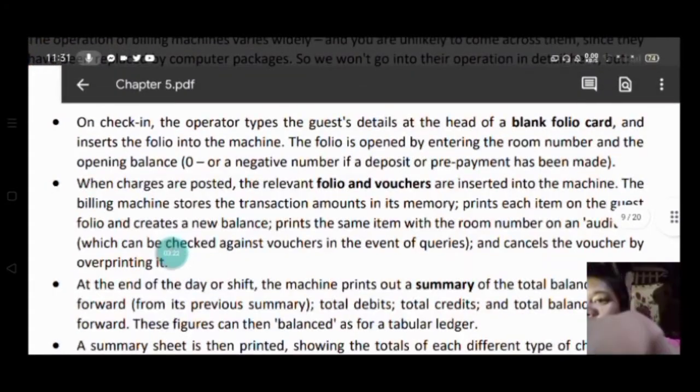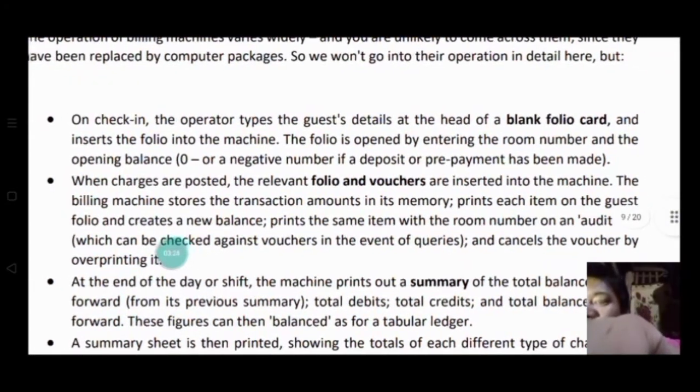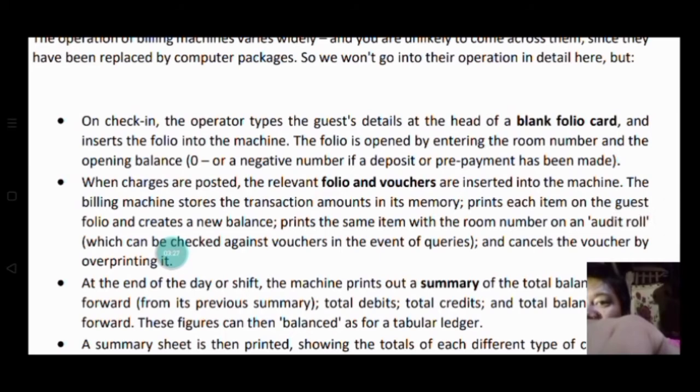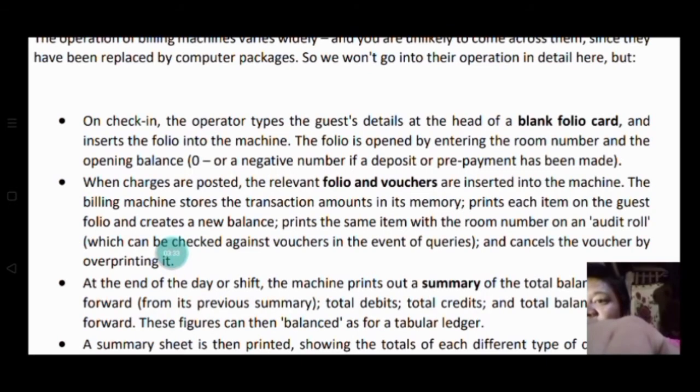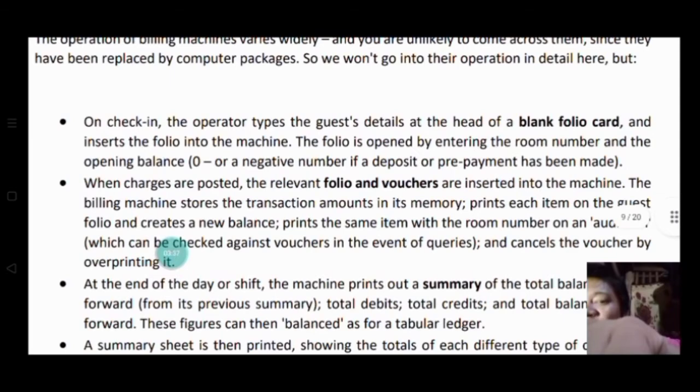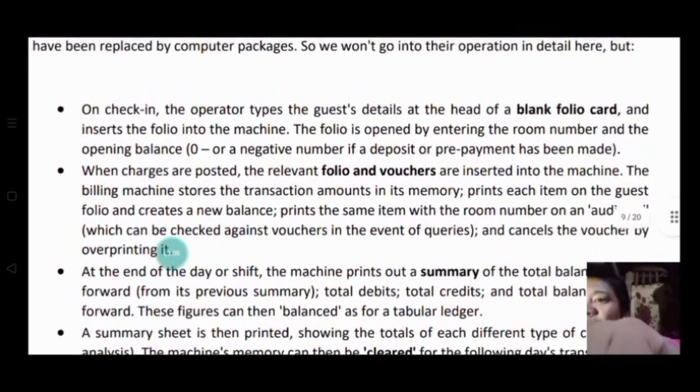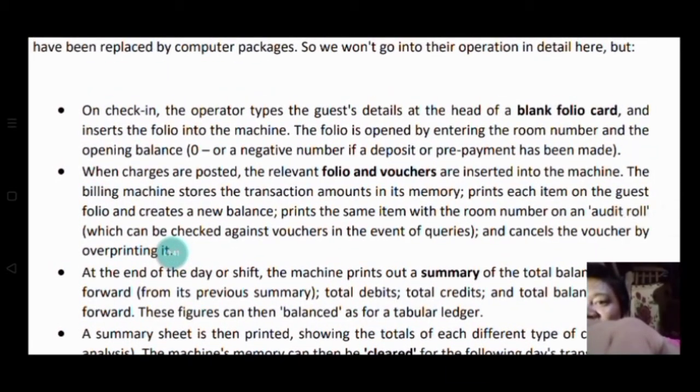Then, on check-in, the operator types the guest details at the head of a blank folio card and inserts the folio into the machine. The folio is opened by entering the room number and the opening balance, 0 or a negative number if a deposit or prepayment has been made.